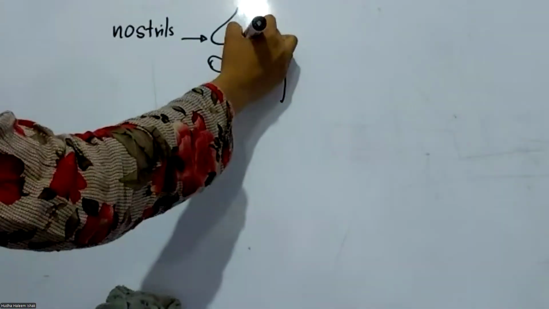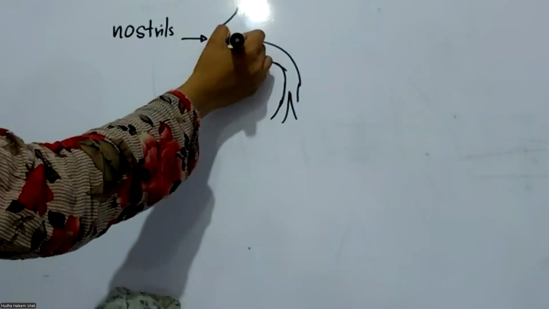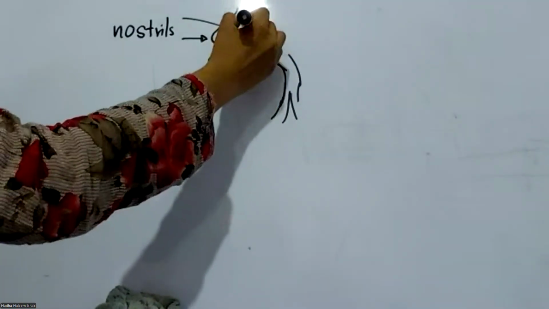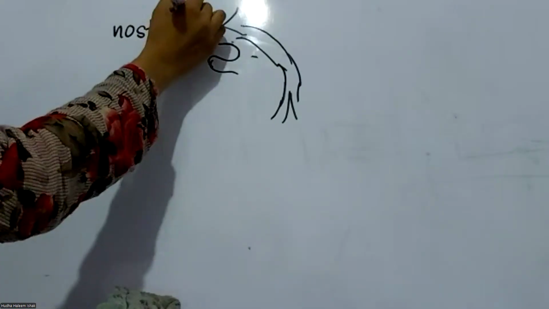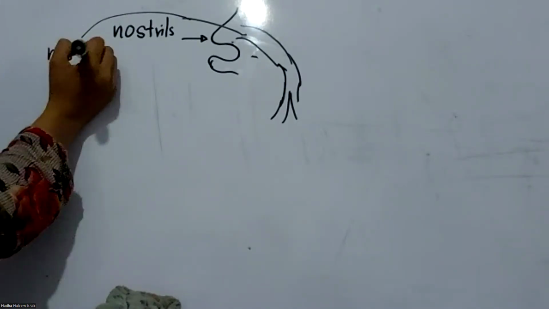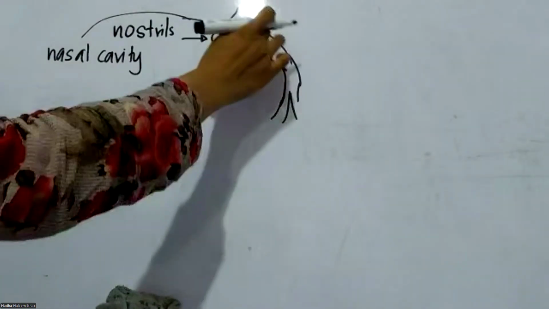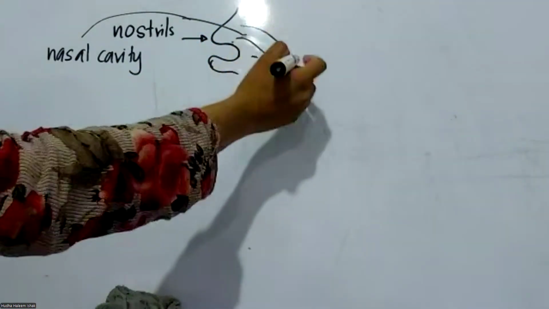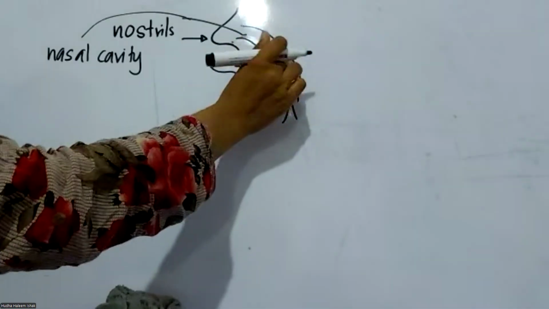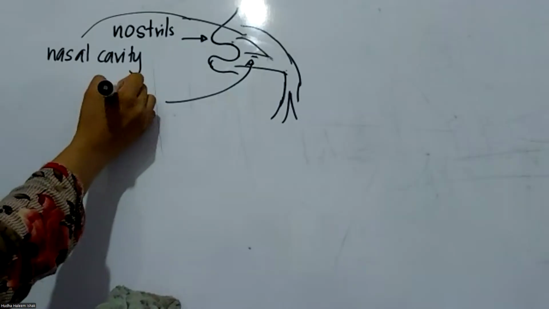And then we have the nasal cavity. Don't mind my drawing. This is the nasal cavity; a cavity is like a vacuum. The nasal cavity goes down and meets a point where both the nasal cavity and the buccal cavity meet. This is like a junction. This is the buccal cavity.